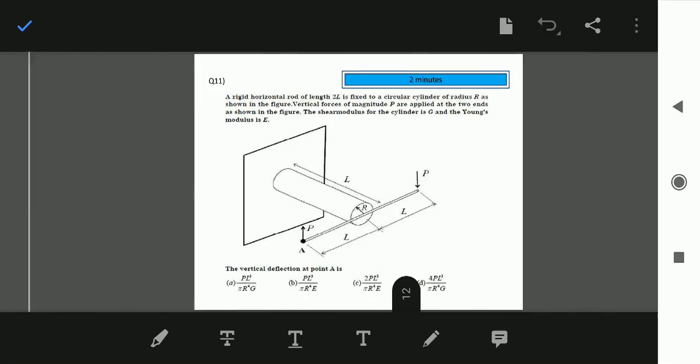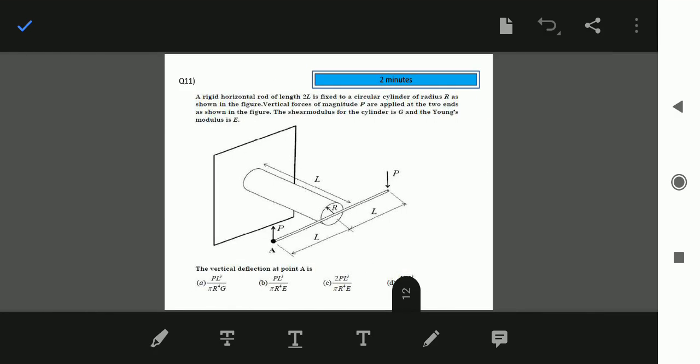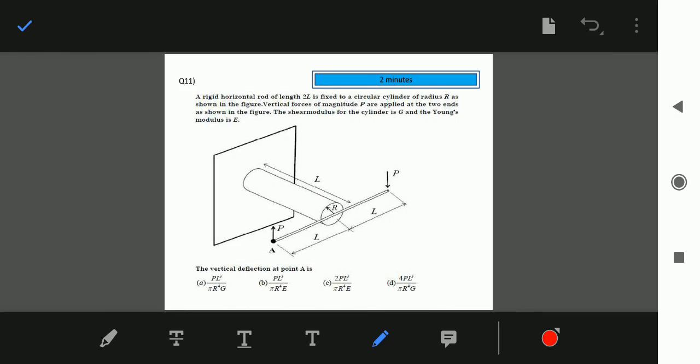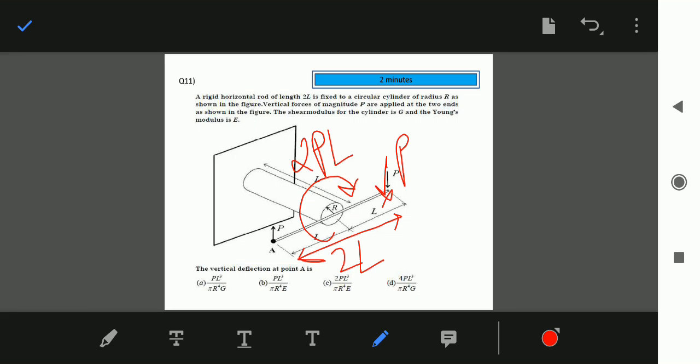So next question, question number 11, a very good question, again asked in the GATE examination. See here, it's asking for the vertical deflection of point A. First of all, the length here is 2L and the load applied is P. So the torque generated will be 2PL, means T here equals 2PL.